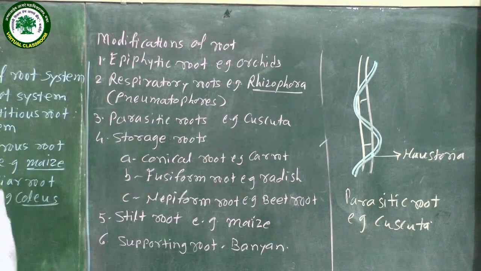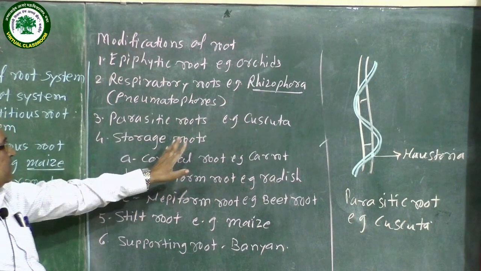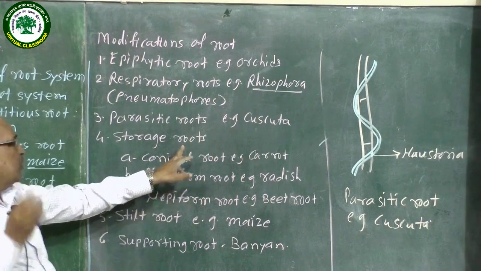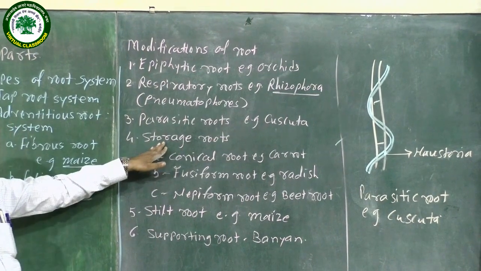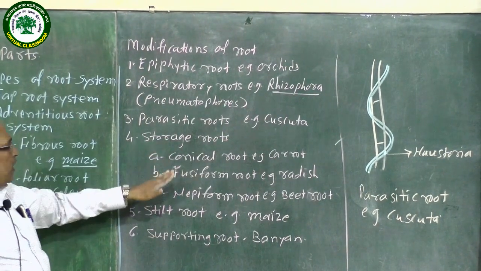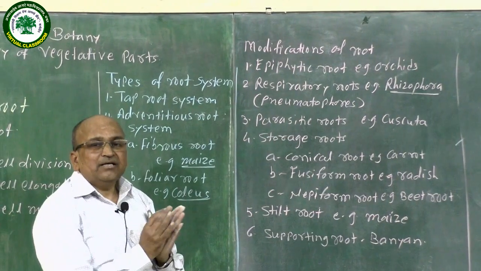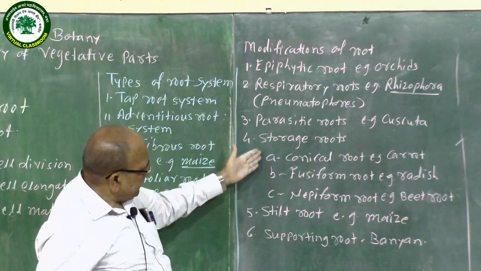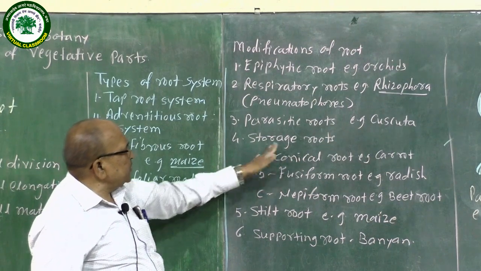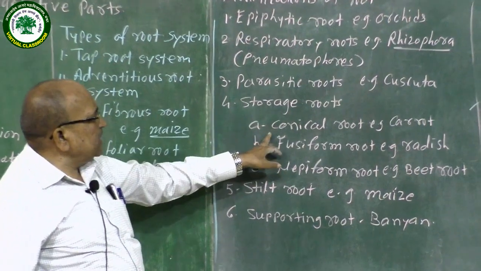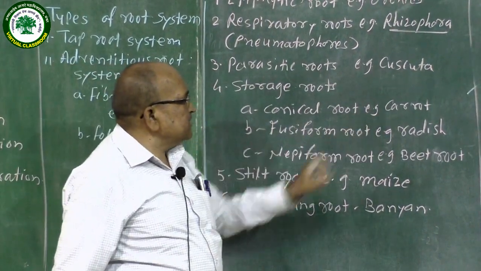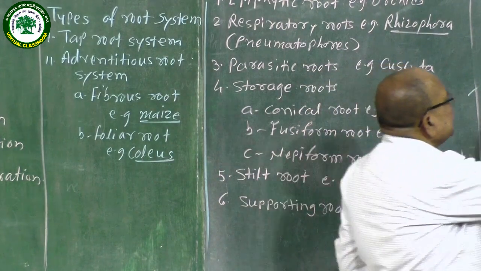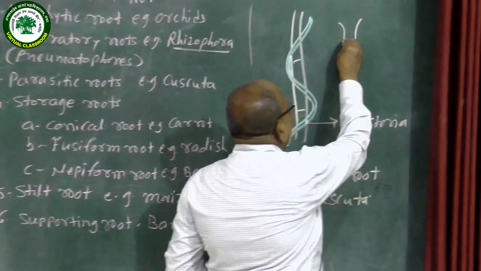Next one is the storage root. The name indicates that there are many types of roots modified only for the storage of food material. On the basis of the shape of the root, there are three types of storage roots. The first one is the conical root. Example is the carrot. When we see the shape of this carrot, it is very simple.